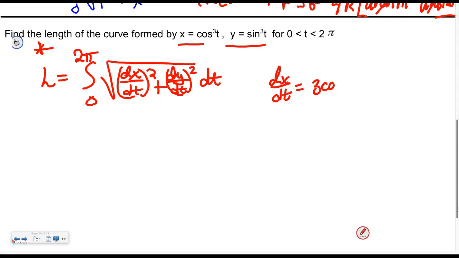3 cosine squared t times what? Times negative sine t. Are we good with that? I just took a derivative of x with respect to t. Ditto on dy/dt, maybe? 3... did I do something wrong?